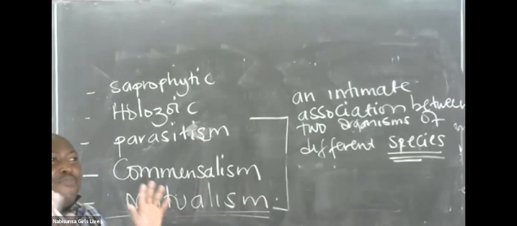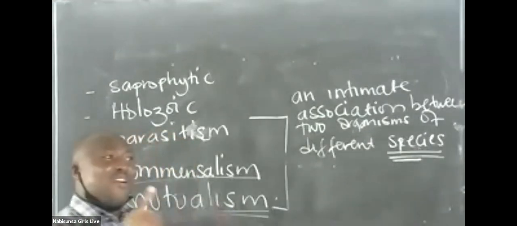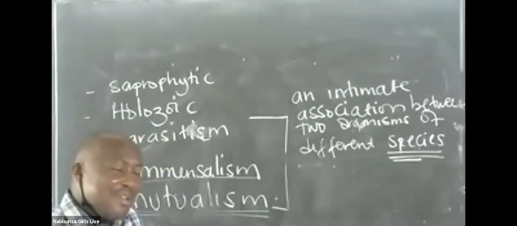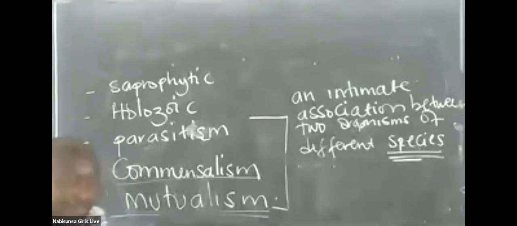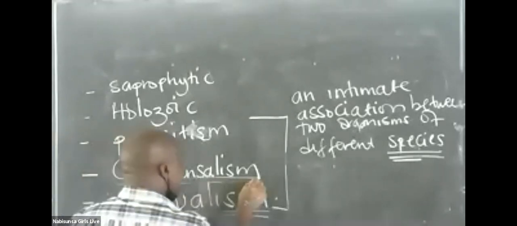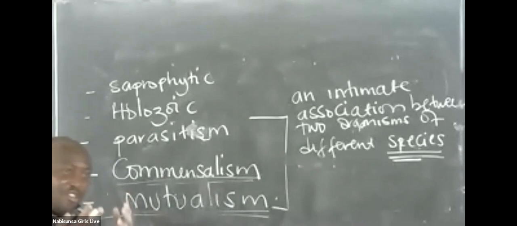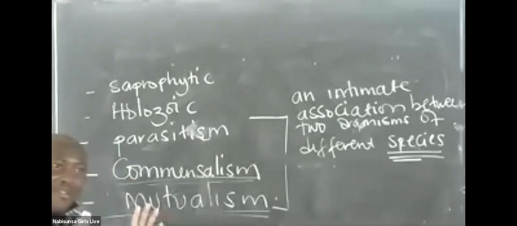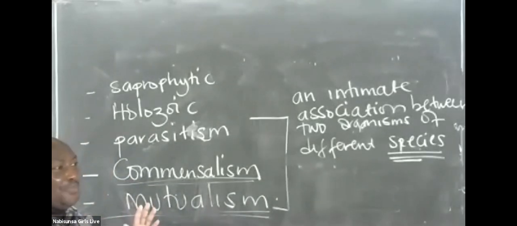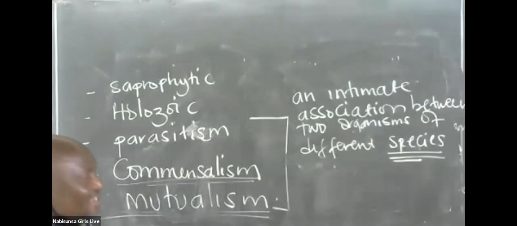But when we say commensalism, in this association one organism will be benefiting, the other will not be benefiting, but at the same time it is not harmed. Please note, in commensalism, one organism is benefiting from the association, but the other is not benefiting, neither is it harmed.